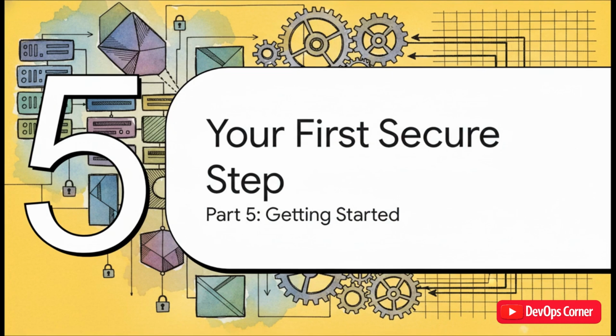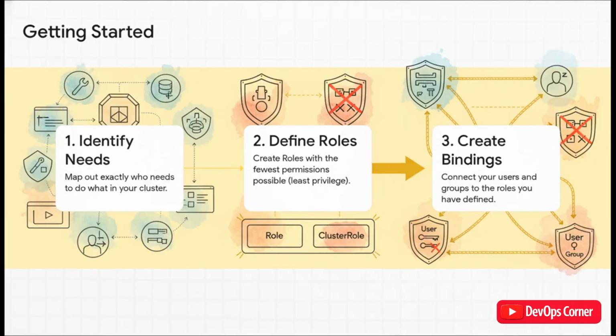So you're probably thinking, okay, this is great, but how do I actually start implementing this in my own cluster? It might seem a little complex, but you can approach it in a really systematic way. Really, it's just a simple 3-step process. First, just figure out what different people or apps on your team actually need to do. Just map it out. Second, define your roles and cluster roles based on the principle of least privilege. That means you start with the absolute bare minimum permissions they need to do their job and nothing more. And finally, you create the bindings to hook it all together.